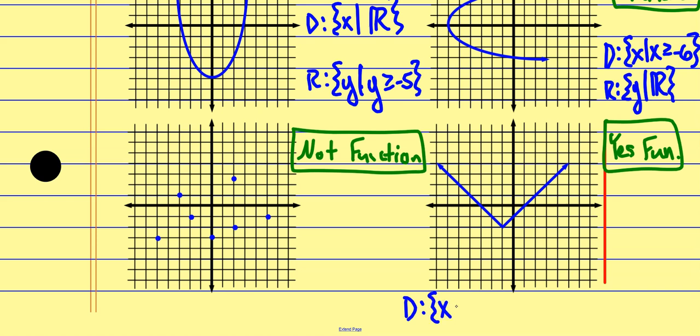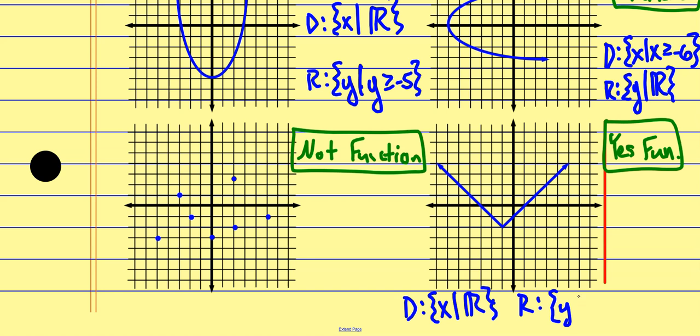So x such that, think about the x values. Look at those arrows. Keeps going left forever, keeps going right forever. So it keeps going forever in each direction. So all of the x values are being used. So it's all real numbers. And then the range.